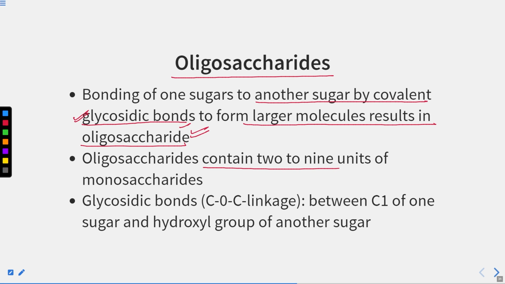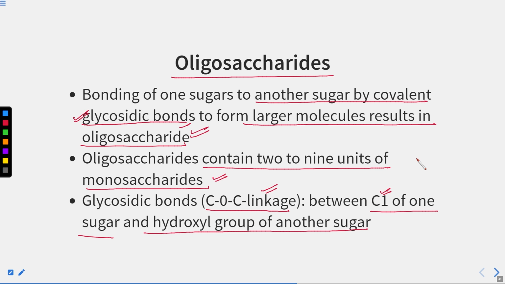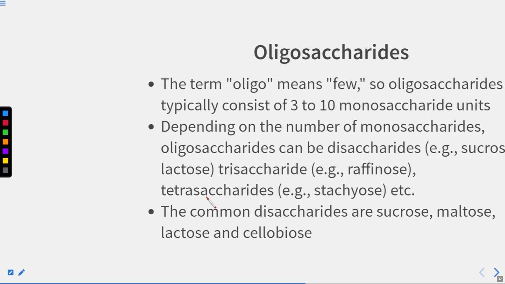So oligosaccharides contain a few units of monosaccharides, and this type of bond, a C-O-C linkage, is the glycosidic bond. Between C1 from one sugar and the hydroxyl group from another sugar, carbon 1 of one particular sugar and the hydroxyl group from the other sugar will form a bond, and this bond is known as the glycosidic bond. We can see this glycosidic bond in the case of oligosaccharides.